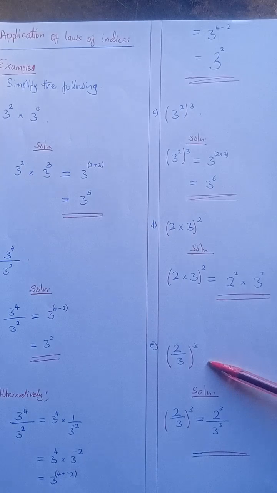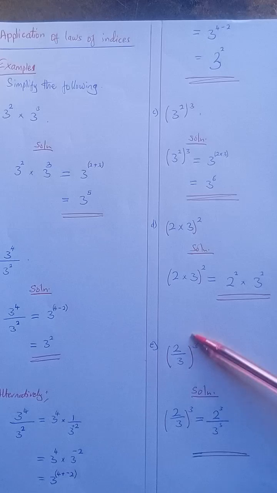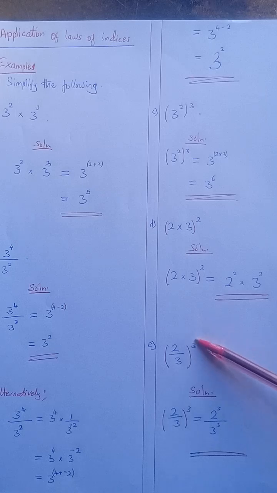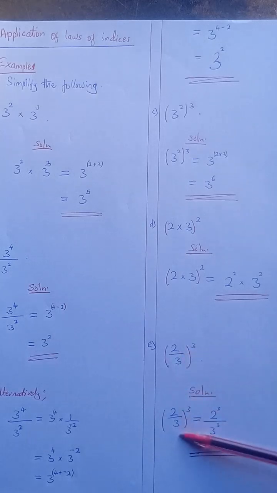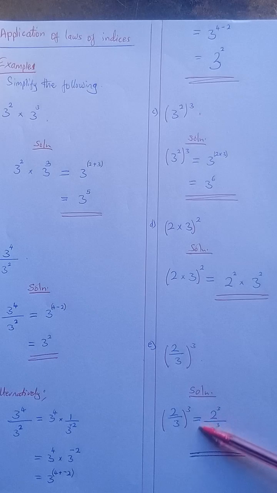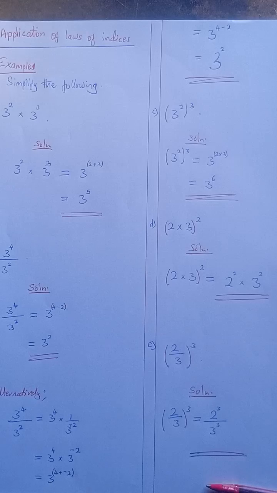So let us go to part E. In part E, we have 2 out of 3, everything to power 3. Since the bracket is covering all of them and the power is outside the bracket, that power is for each and every number inside the bracket. So from here we have 2 to power 3 out of 3 to power 3, which means the numerator to power 3 and the denominator to power 3 as well. That is how we go about part E, as far as example 1 for application of indices is concerned.